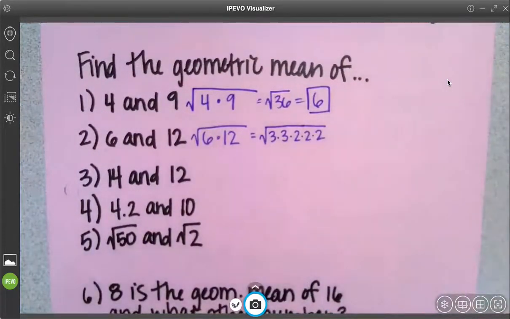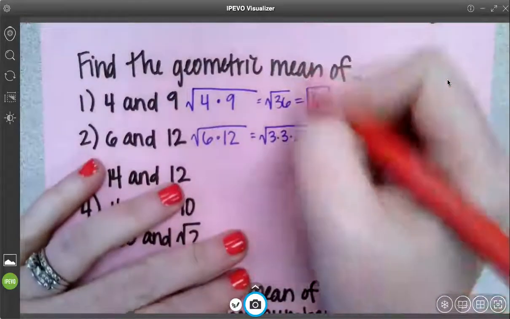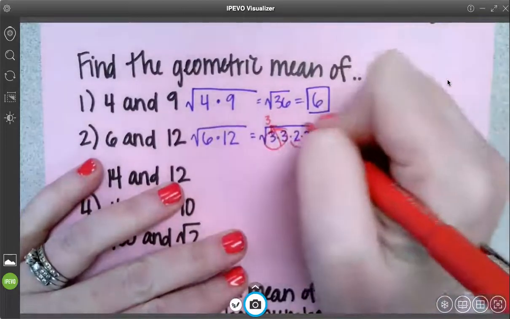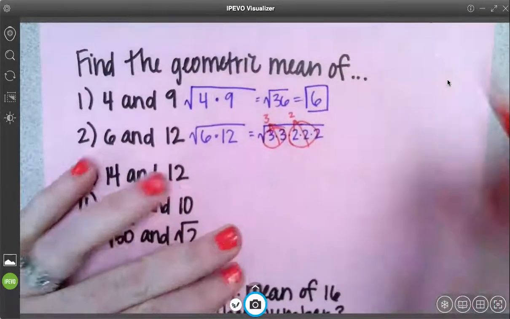Okay, same thing that we've been doing. Let's look for our pairs to take out. 3 times 3 is 9. That comes out as a 3. 2 times 2 is 4. That comes out as a 2.